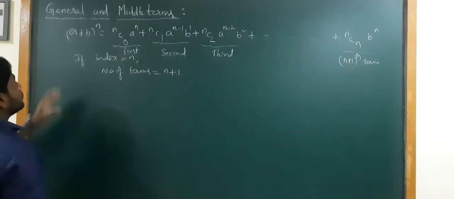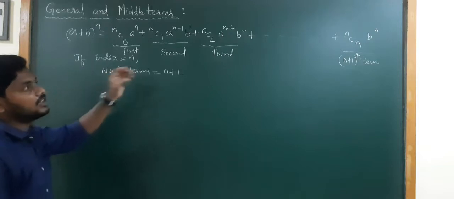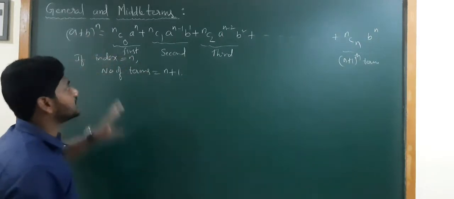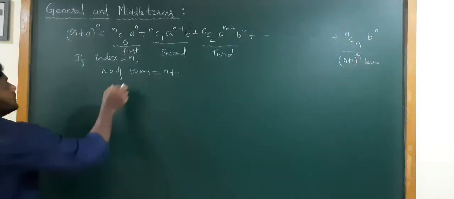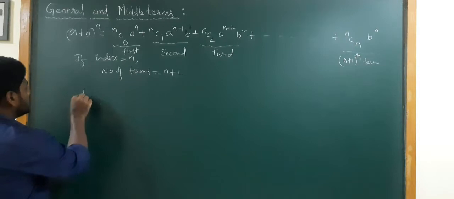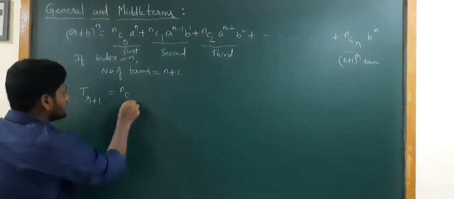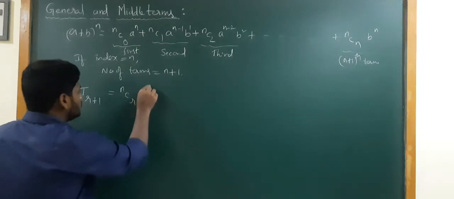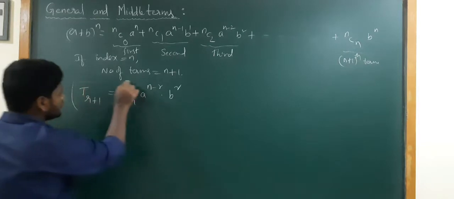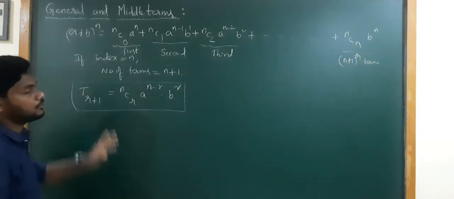So by using this, what is the general term? See, the general term is nothing but that which represents all the terms, but instead of writing all the terms, we will use only one term, which we consider as the general term. See, if it is first, it is representing 0. So we need to write T(r plus 1), which is nothing but nCr a to the power of n minus r into b to the power of r. This we consider as the general term in that expansion (a plus b) whole power n.